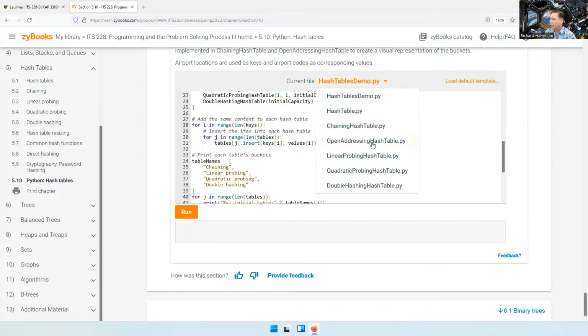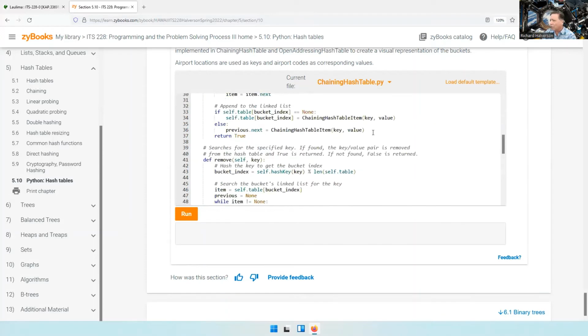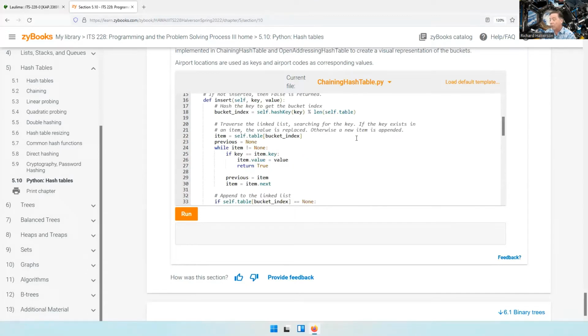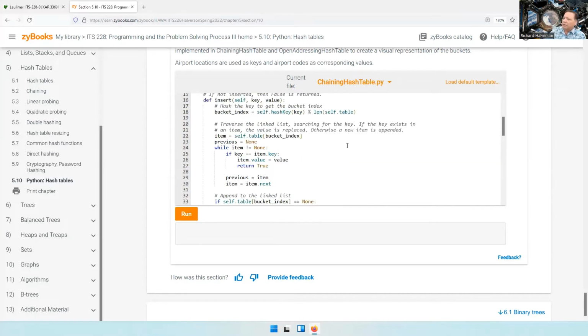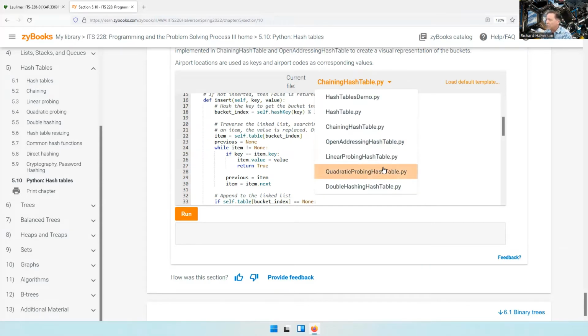1, 2, 3, 4, 5, 6, 7, 8. So you're going to download all these and look through them and get them running. And so this shows the code. This is one that you're going to change, the chaining hash table. Well, first you're going to get this to work, and then we don't need to implement the list the way it's implemented here. We can take more advantage of Python data types. And so all these are here.